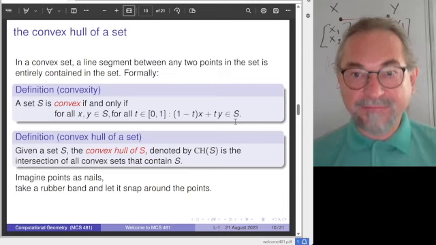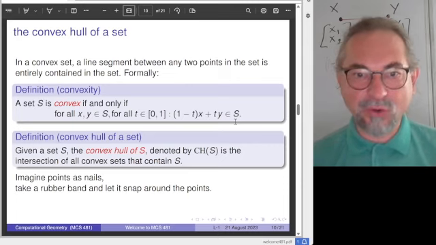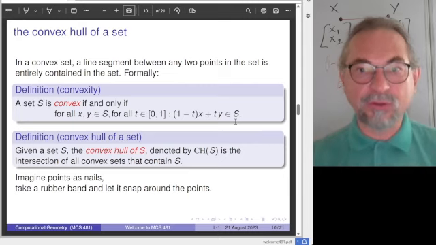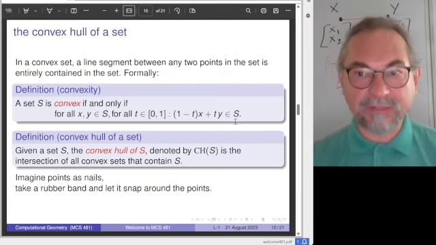So I'm halfway my slide presentation, 20 minutes into this pre-recording. This is actually the central notion of convexity.